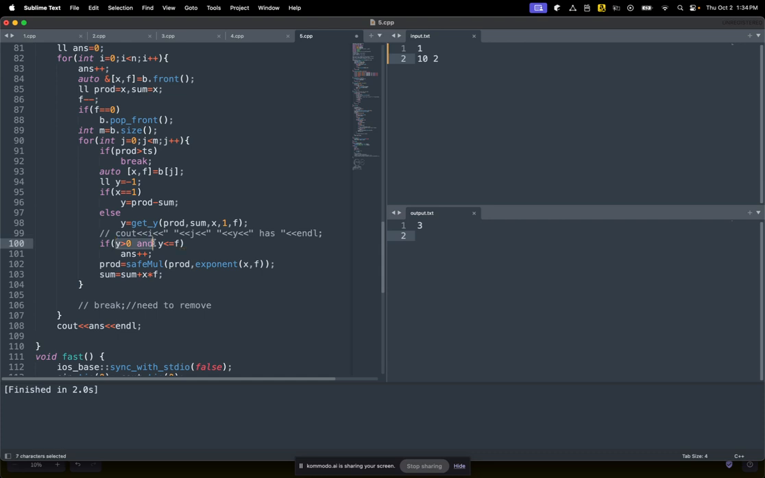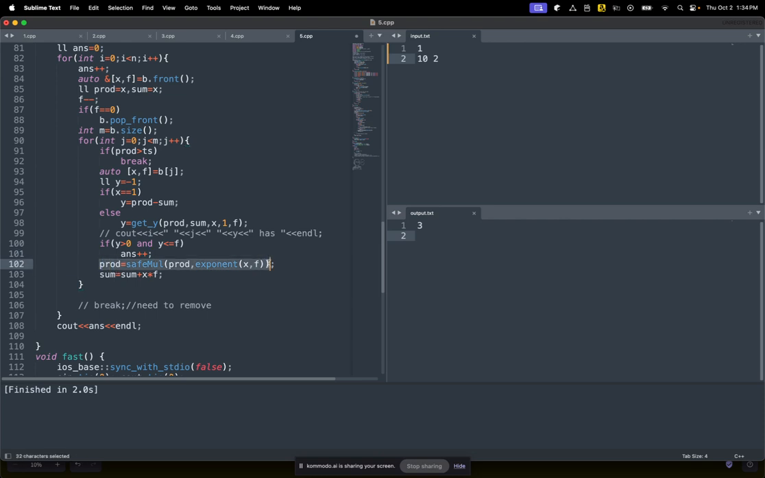Now after getting this y point, you need to check if this y point is valid. So y should be greater than 0 and less than or equal to f, because you can pick either at minimum 1 times this x element, or f times. If this is valid, you do answer plus plus, and if it is not, you retain the answer as it is.